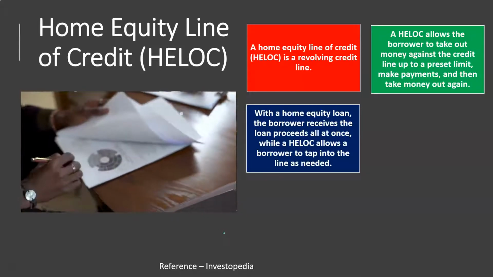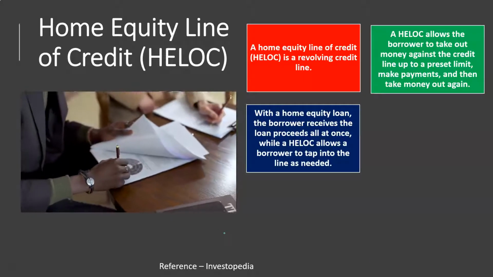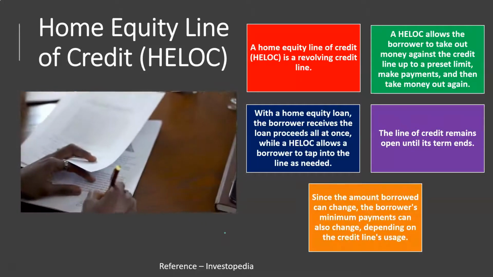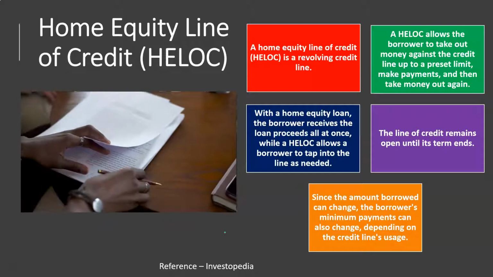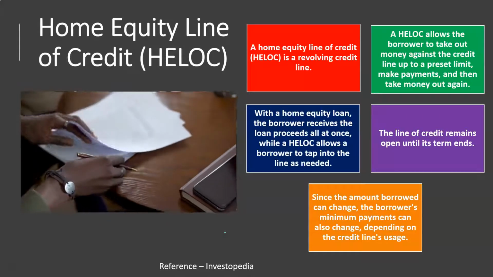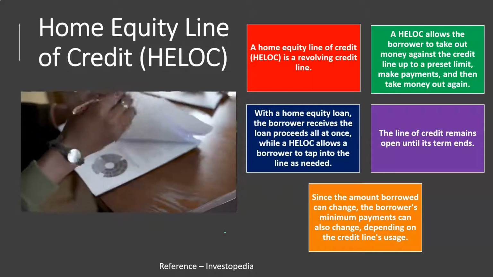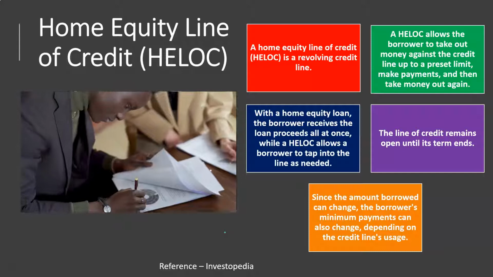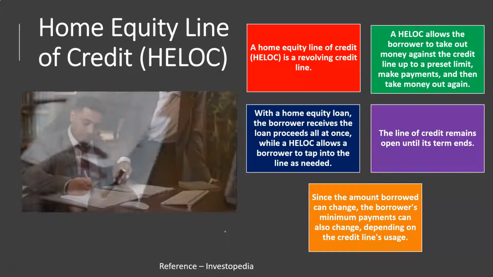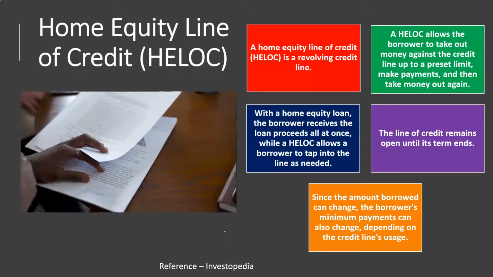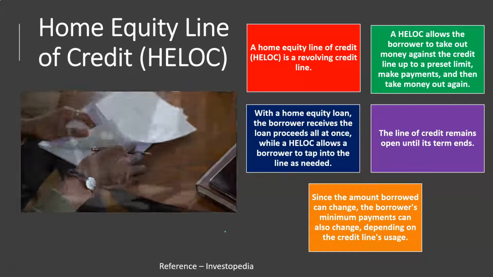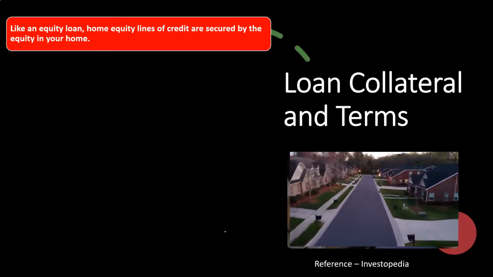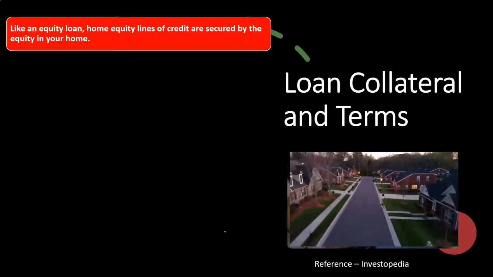So a HELOC allows the borrower to tap into the line as needed. The line of credit remains open until its term ends. Since the amount borrowed can change, the borrower's minimum payment can also change depending on the credit line's usage. So you don't have that same standardization. You don't have that amortization table with a standard fixed payment, fixed rate, and so on, because it's acting more like a credit card. The payments can change, and there's less sameness in a revolving line of credit.